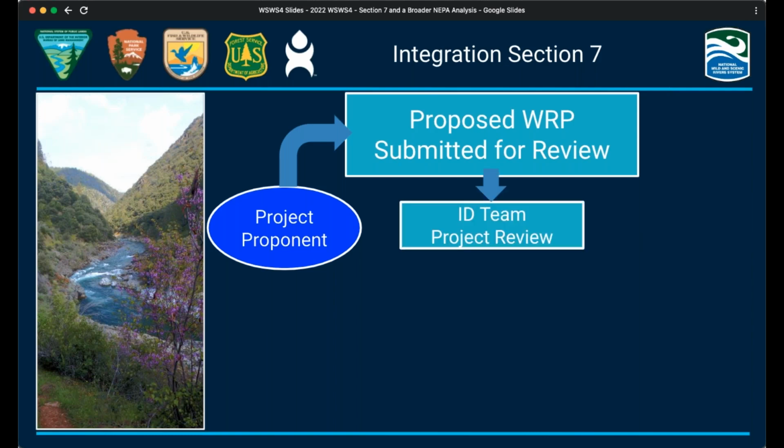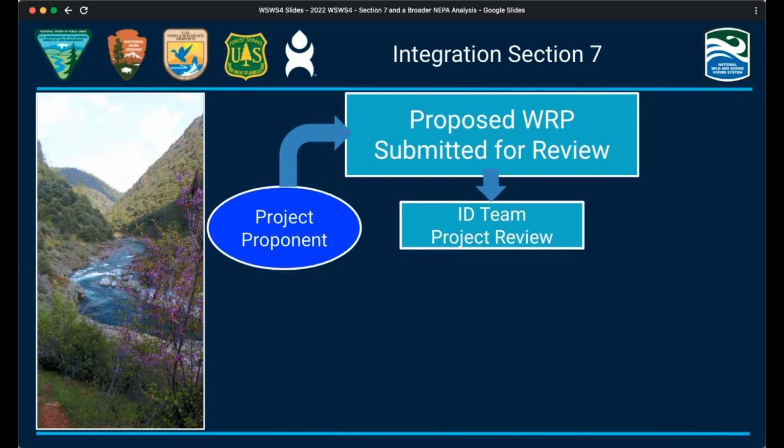Ideally, the review should be conducted by an interdisciplinary team comprised of a hydrologist and a specialist for each outstandingly remarkable value. Depending on the capacity of the agency, a lot of times there may not be an interdisciplinary team. It might just be a river manager, but in the ideal world, we'd have a team of specialists that would review these projects.